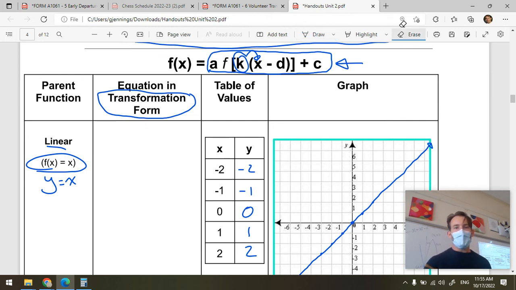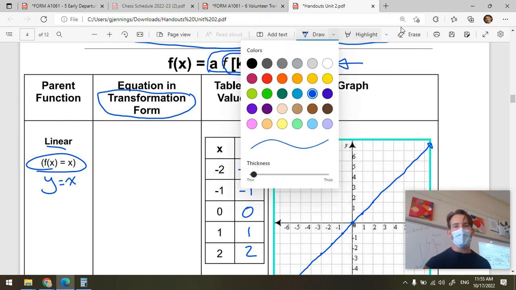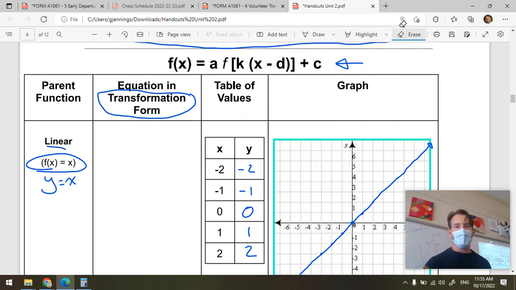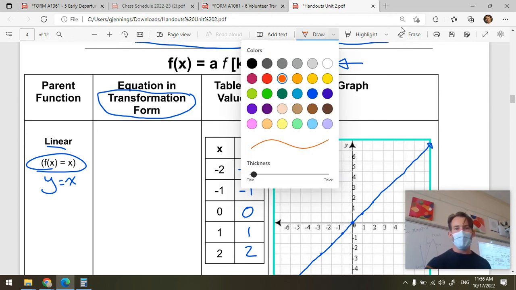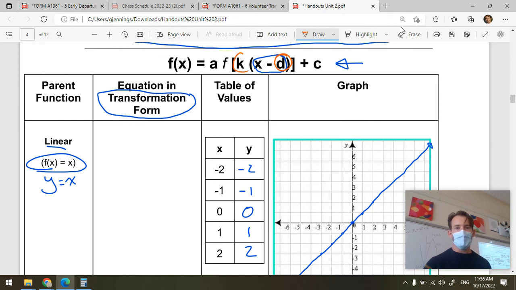If I want to add to outputs, that's the C value. It took the whole function here, f of x, and then added something. So C values add on to these functions, add on to their outputs. And if I want to add or subtract to inputs, it's in there, the x minus d. So that's the meaning of these four variables here, d, k, a, and c. They're either adding or subtracting, or multiplying and dividing, inputs or outputs. And that's their role of those four things.